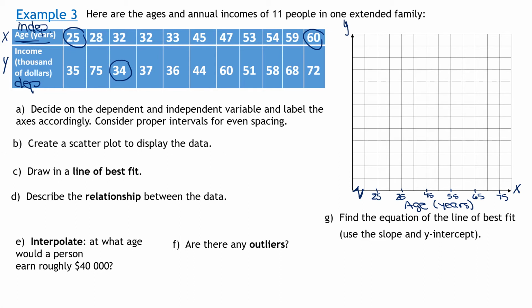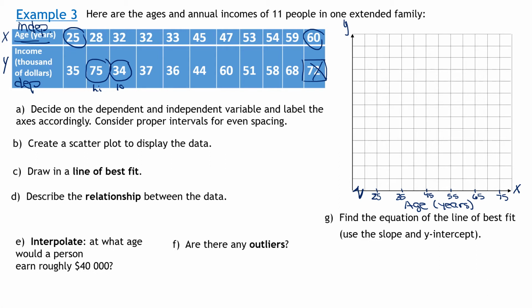Who's making the most money? Is it the oldest person? Are they making the most money? Close, but no, they're not making the most money. The 28-year-old is making a lot of money, $75,000 a year. So that's my low number and my high number. So I need to make sure I can fit a 34 on my y-axis and a 75.